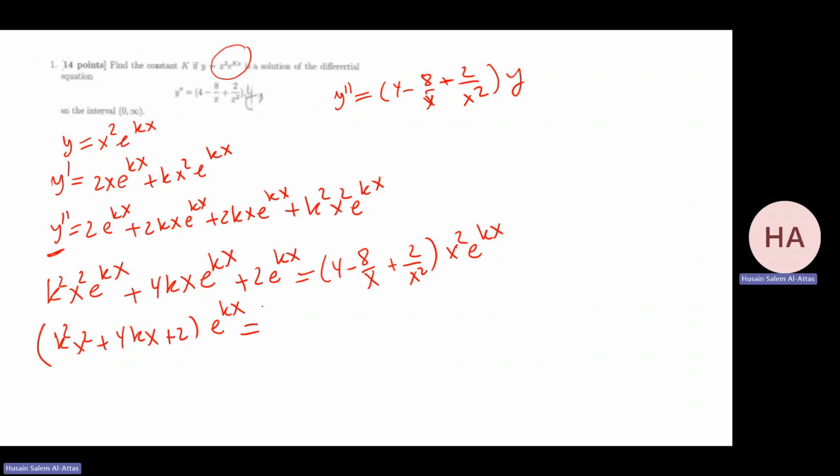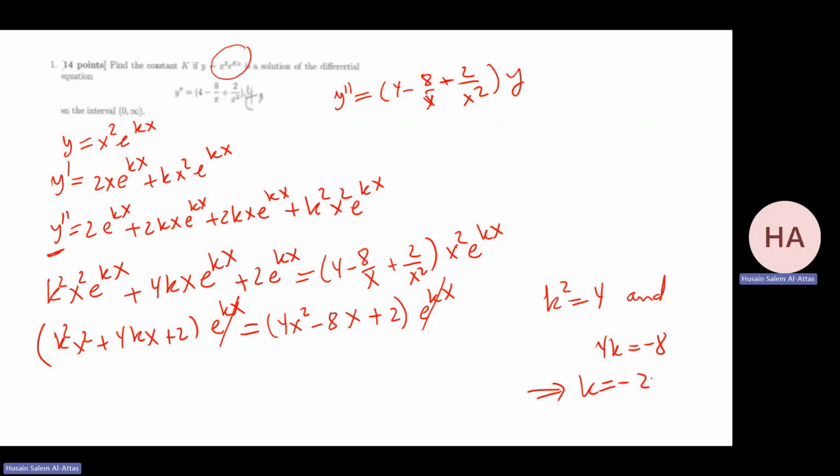Multiply x squared inside, so I have 4x squared minus 8x plus 2, times e to the kx. This is cancelled. So I have for sure k squared equal to 4 and 4k equal to minus 8. So k should be minus 2. k is equal to minus 2. Okay, I need a k satisfying both.